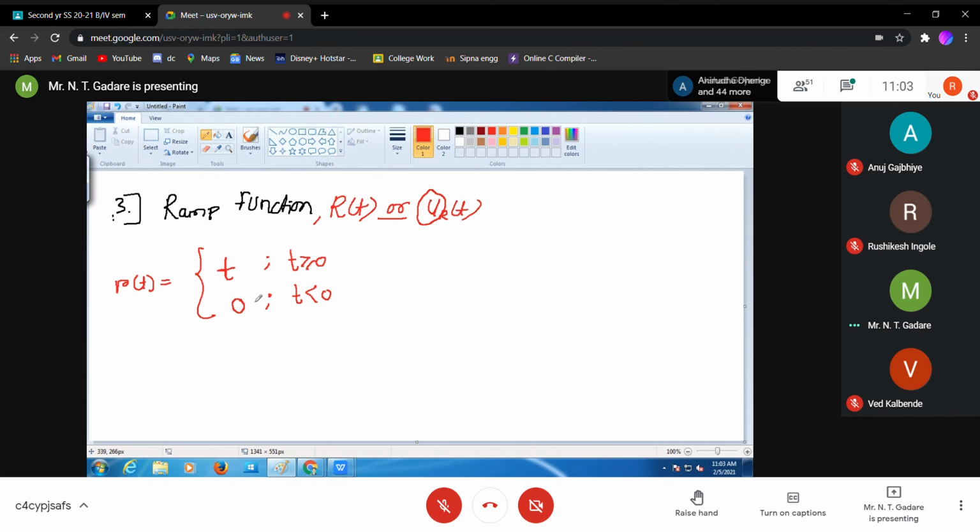Now, how the change from 1 to t occurs in the graphical representation, we'll see here. This is again the horizontal axis of t, and this is the axis of r of t. This is from 0, this is minus infinity, and this is plus infinity. As I know, this function has a non-zero term only when t is greater than 0.